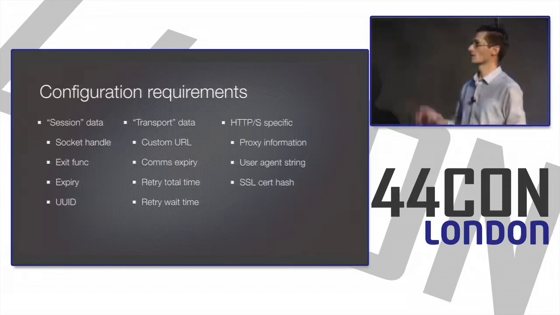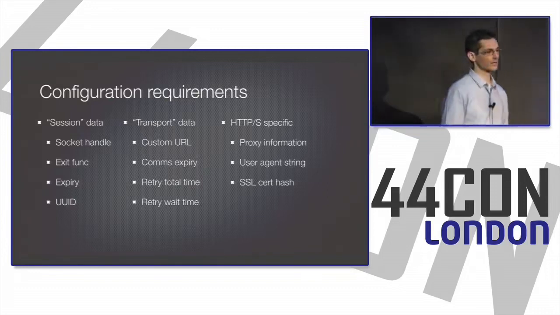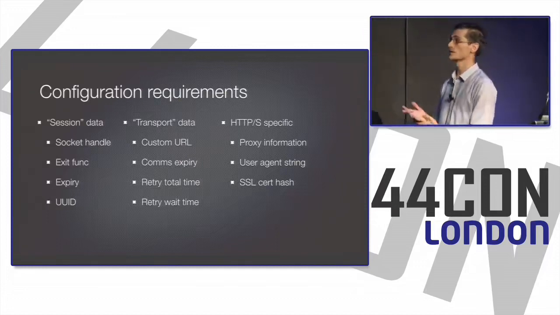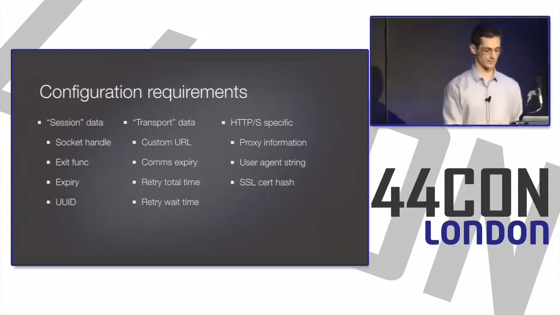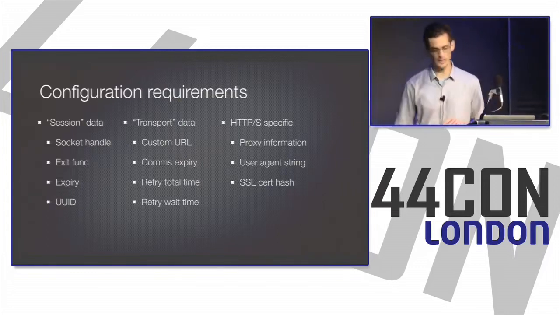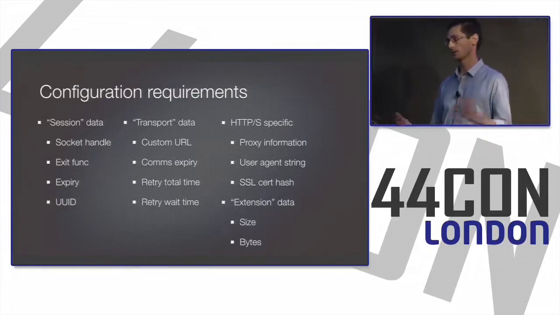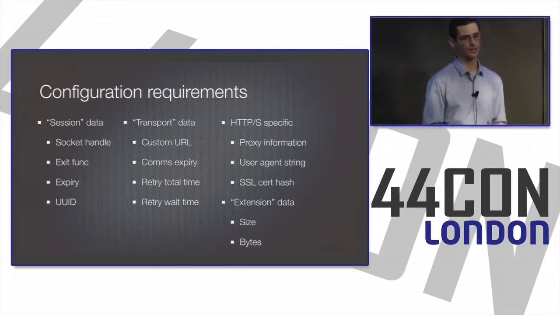There's a couple of things that are specific to HTTP and HTTPS comms, so user agents, the kind of stuff that you do want to have some control over, and the SSL certificate hash, which we use for validation with paranoid mode, which we'll be talking about shortly. And then immediately after that, extensions. So that could be any extensions like standard API, priv, etc.